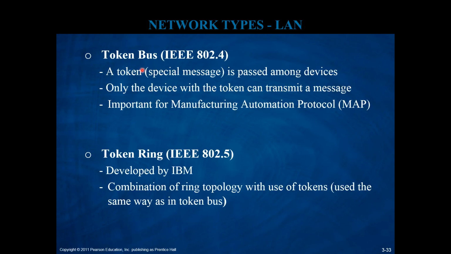Now, some additional standards. You have token bus. A token is a special message that is passed among devices, and only the device that has this token can transmit a message at a particular time. It's important for the manufacturing automation protocol, for making all those devices from different manufacturers talk over one single network. And then you have token ring, another variation of this idea of a token. It was developed by IBM, and it combines a ring topology with the use of tokens, used the same way as in token bus. So those are different variations of LAN standards.